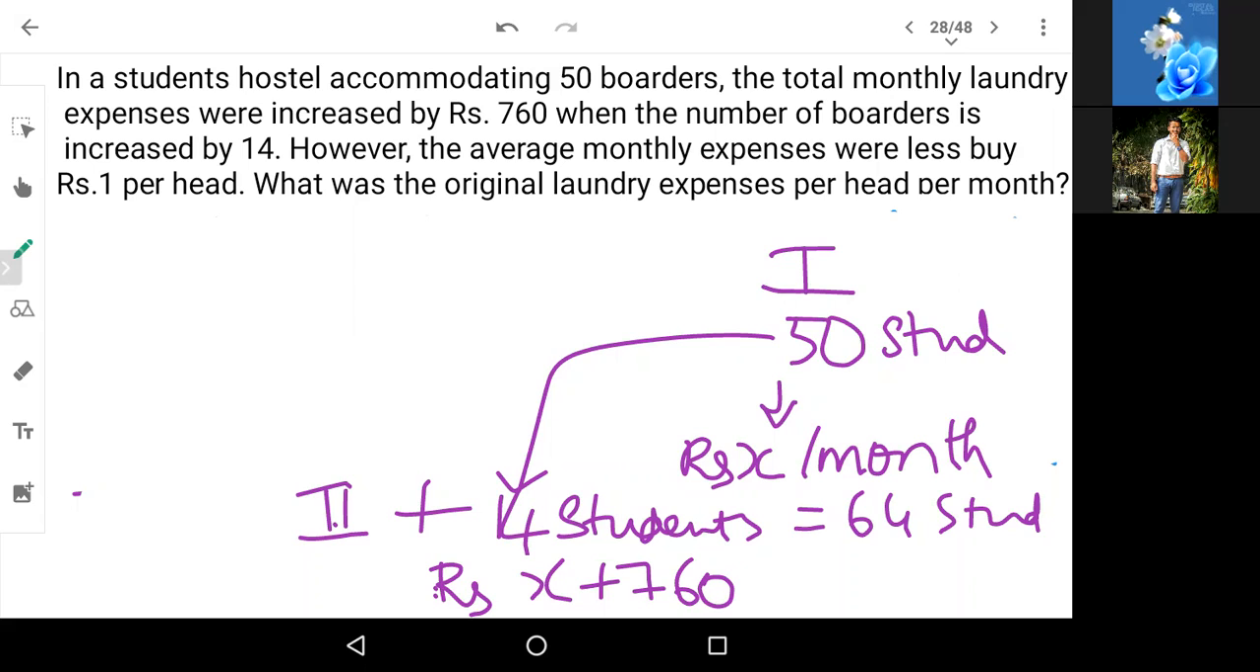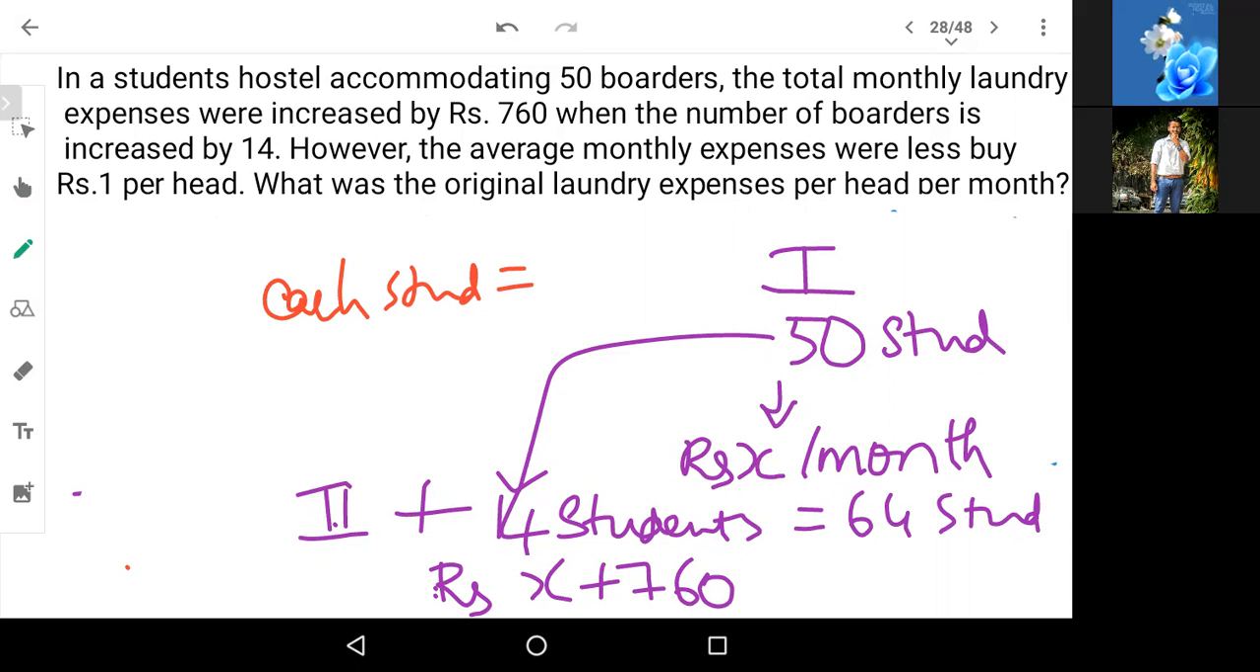Now let us read the second statement. However, the average monthly expenses were less, less by rupees 1 per head. Now what they are saying here is, for each student, how much is the amount they will pay for each of them?